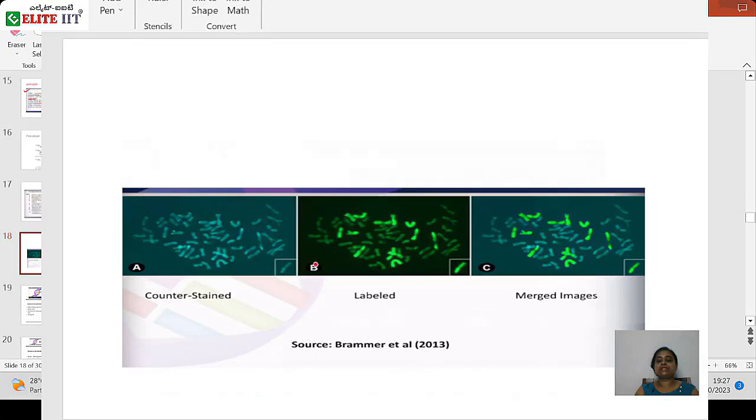Now you can visualize this counterstained one. This is the labeled probe, you are labeling it with the green one. Now merge the two images. You will find which one is stained, which chromosome is labeled, or which chromosome is not labeled. So you can compare that. Just merge them; a few chromosomes cannot be labeled using the same probe.